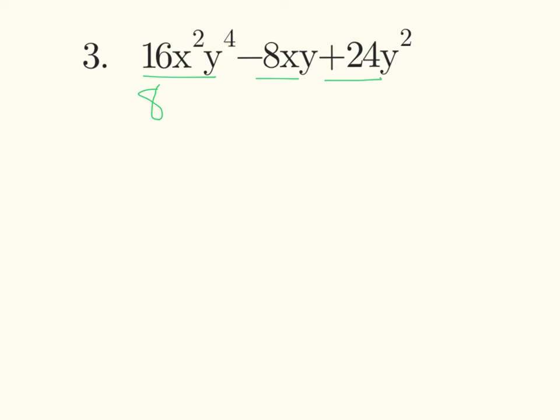I have y to the fourth, y to the first, and y to the second. They all have y's, so you're going to take the lowest exponent of y out, which is y to the first. Okay, and that gets divided by all the terms. Now remember this goes outside. Now we're just going to divide.